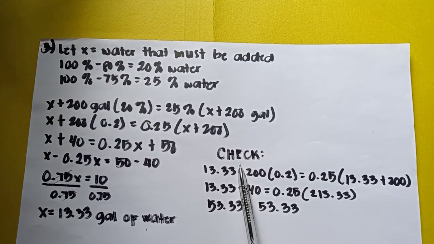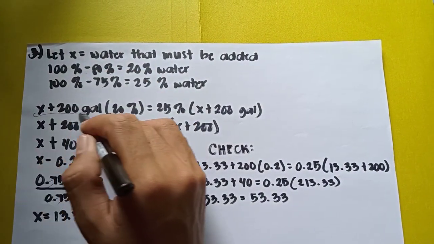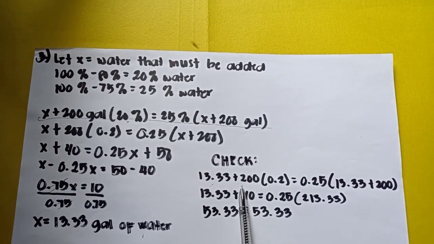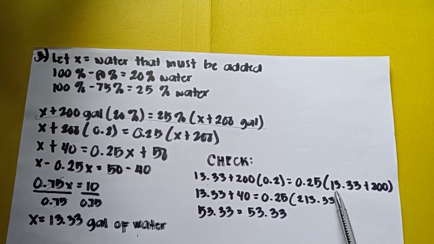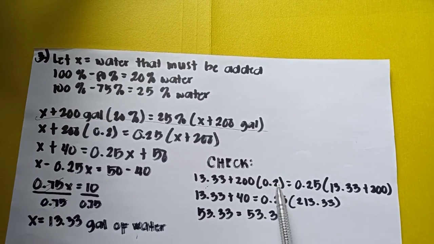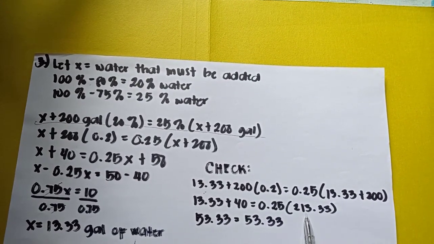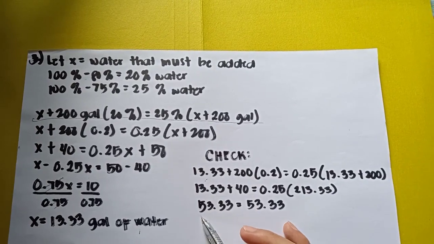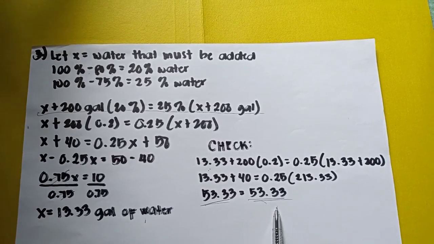Then to check if our answer is correct, we will substitute 13.33 for X here. So (13.33 + 200) times 0.2 equals 0.25 times (13.33 + 200). 200 plus 13.33 is 213.33. 53.33 equals 53.33, so our answer is correct.